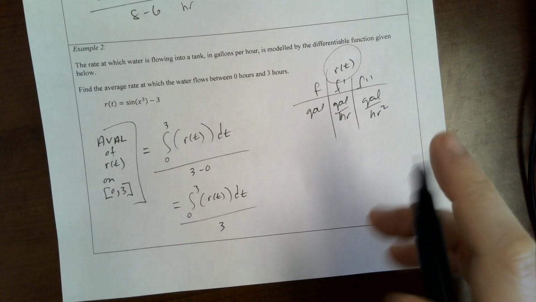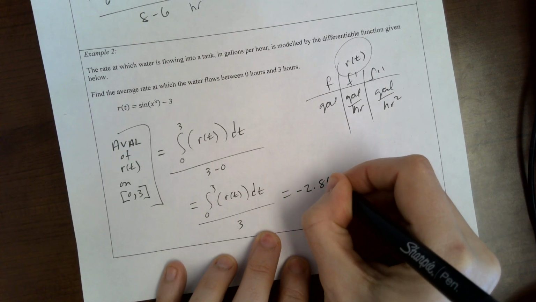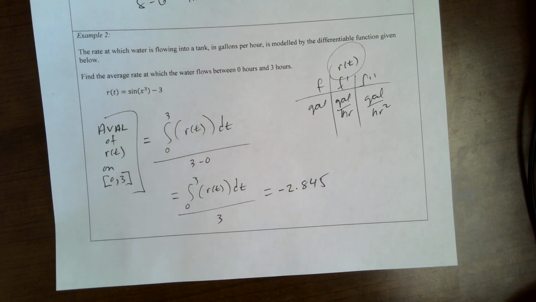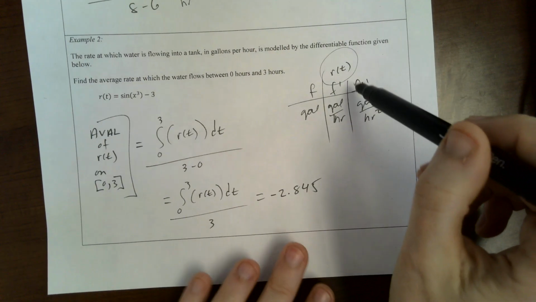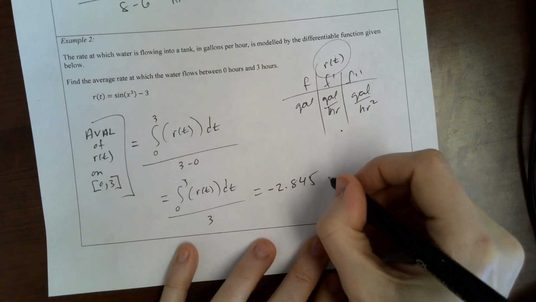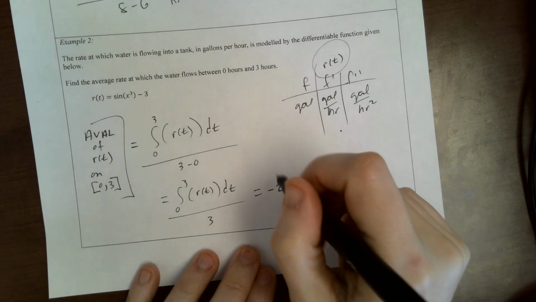Okay, so this is equal to negative 2.845. And the units, for average value, I know that you use an integral, but because you're dividing by time, the units don't actually move. So if you're doing average value in the middle of the sequence, the units, that's what the units are. Gallons per hour.